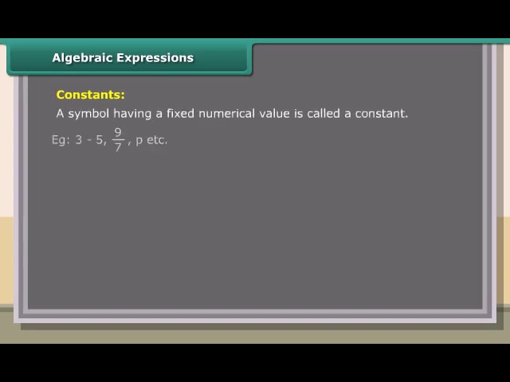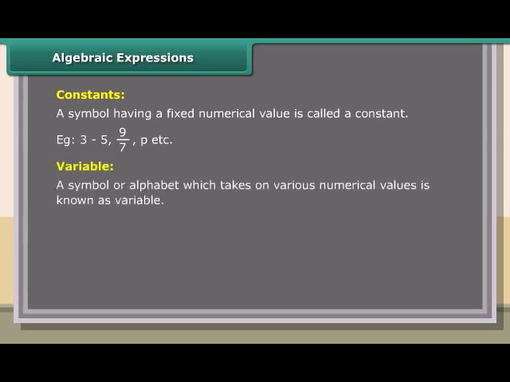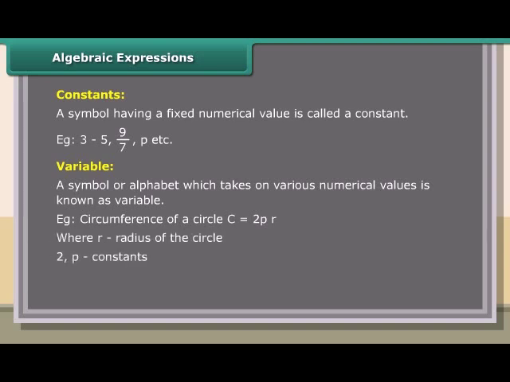Algebraic expressions. Constants. A symbol having a fixed numerical value is called a constant. Example: 3, minus 5, 9 upon 7, pi, etc. Variable. A symbol or alphabet which takes on various numerical values is known as a variable. Example: the circumference of a circle, C, is equal to 2πr, where r is the radius of the circle. 2π is a constant, C and r are variables.